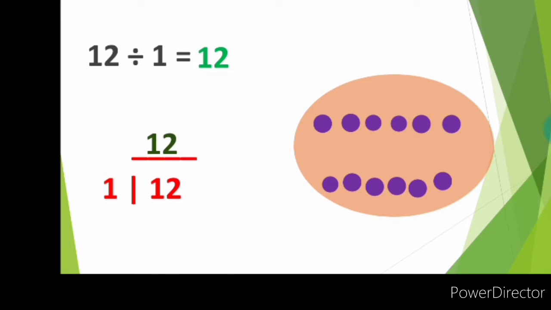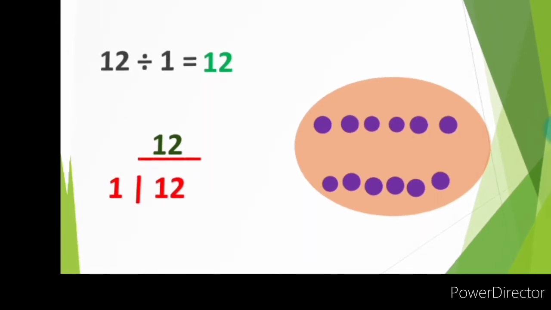Whenever you divide any number by 1, you get that same number. If you divide 5 by 1, you get 5. Divide 8 by 1, you get 8. So there's no need for us to count next time when you see such a question. Dividing any number by 1 gives you that same number.